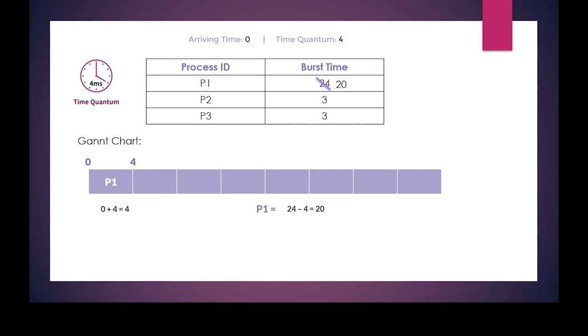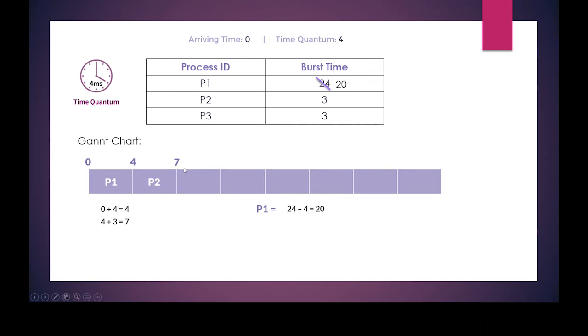In this case, the burst time of P2 only has 3 milliseconds as given here, which is less than the time quantum, meaning it will only execute for 3 milliseconds. So 4 plus 3 equals 7. So our value here will be 7.